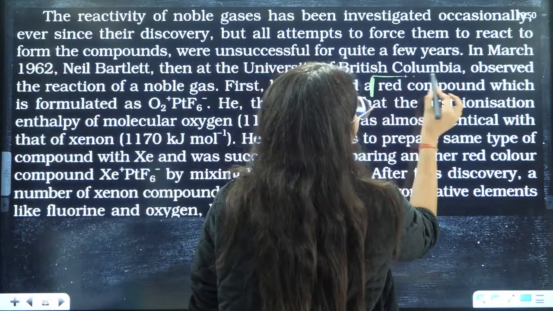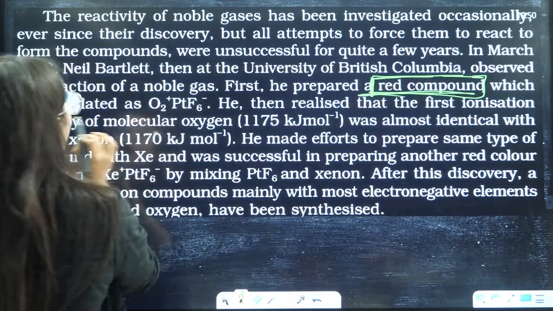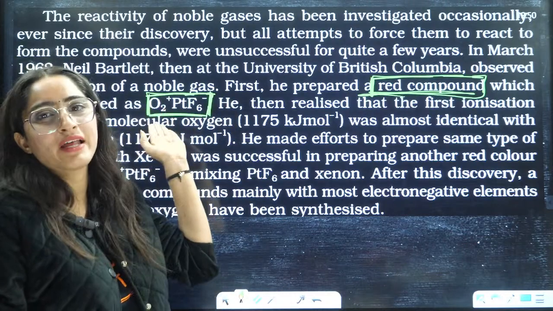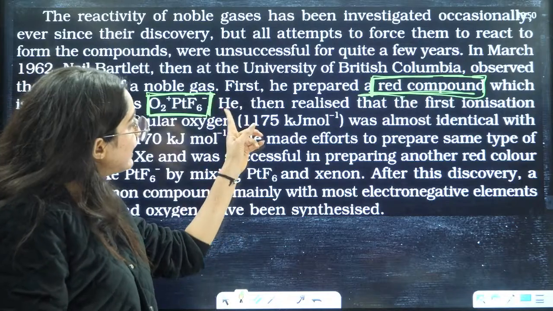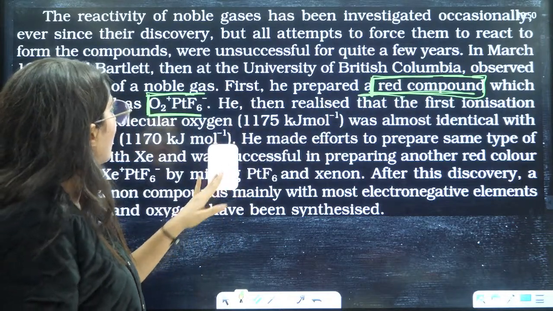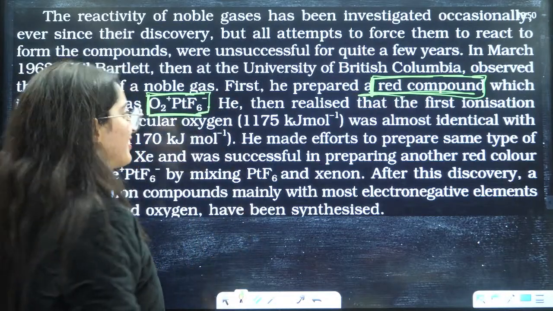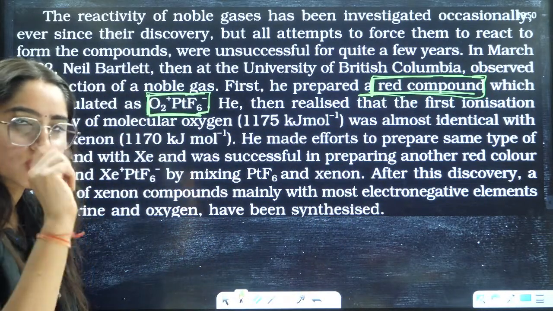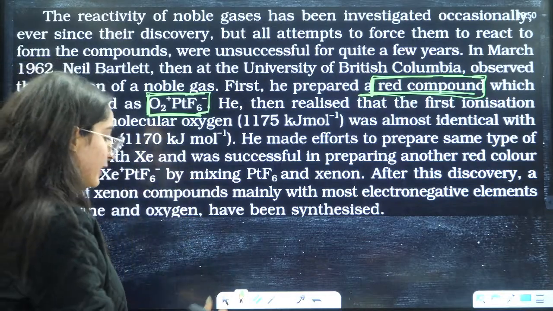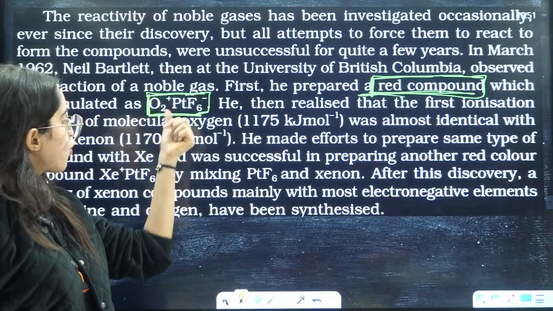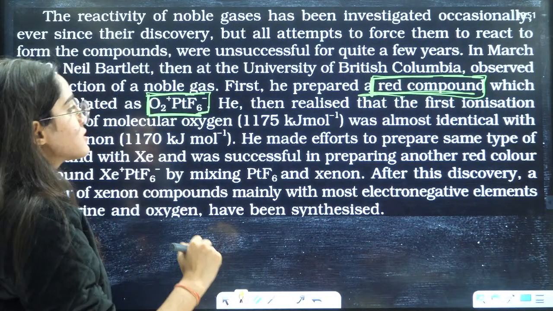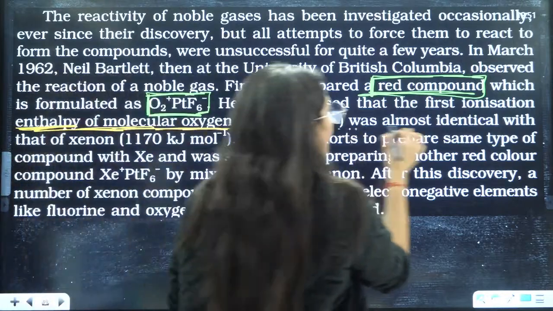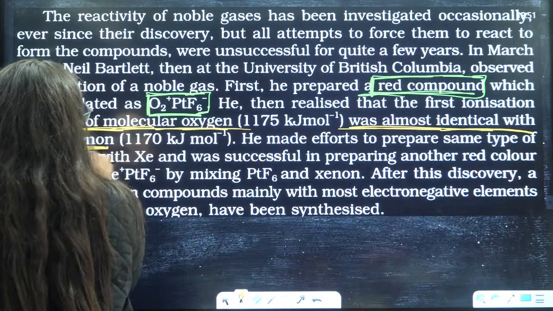So now what he did: firstly, he prepared a red compound, which is formulated as O2 PtF6 negative. You will say, ma'am, here you don't have any noble gas. Wait a minute. He then realized that the first ionization enthalpy of molecular oxygen, now this is a very, very, very important line, right? He will replace this O2 with xenon. Why? What is the reason? The reason is he realized that the first ionization enthalpy of molecular oxygen was almost identical with that of xenon.